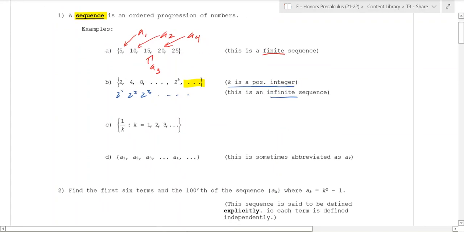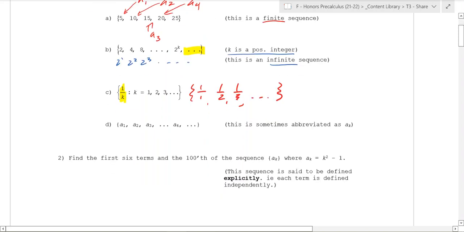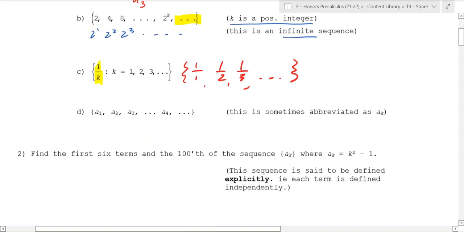Here's another one where it's just 1 over k, where k is 1, 2, 3. So if you wrote this out, it would be 1 over 1, then 1 over 2, then 1 over 3. That keeps on going. And sometimes you just abbreviate a general infinite sequence, A1, A2, A3, A4, dot, dot, dot, like that. And that's infinite because of the 3 dots at the end.